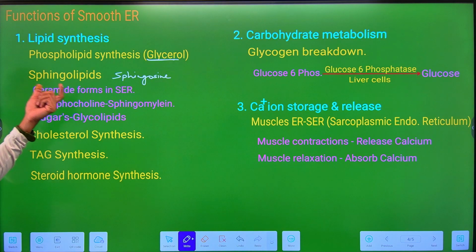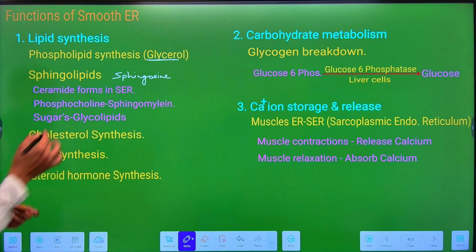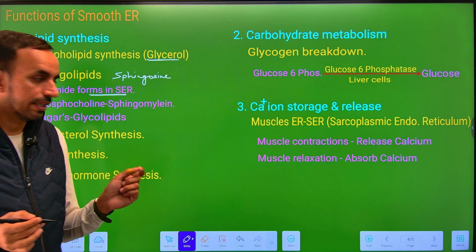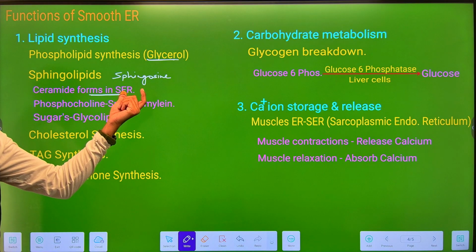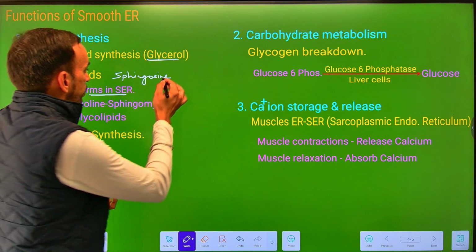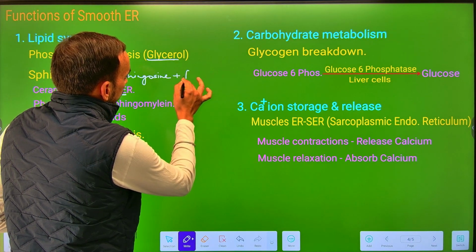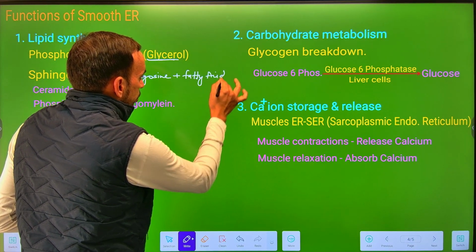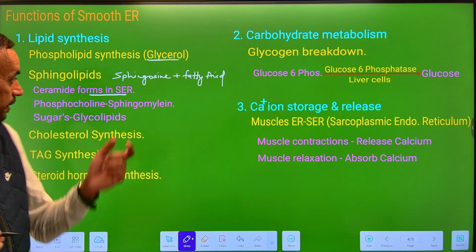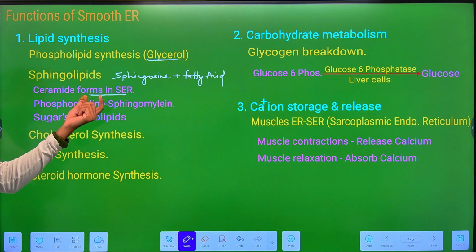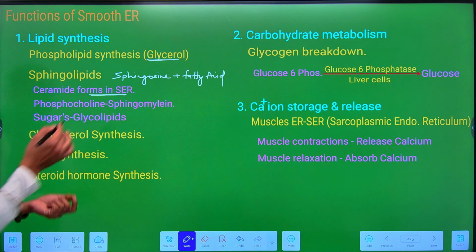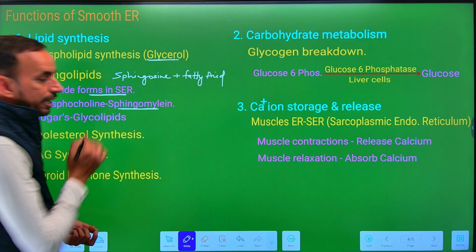In case of the sphingolipids, ceramides form within the SER. It is very much important. जो सिरेमाइड है, जैसा अपन ने बात की थी, सिरेमाइड क्या है? इफ देयर इज अ प्रेजेंस ऑफ ए स्फिंगोसिन and there is a presence of a fatty acid chain, then the structure is known as ceramide. This ceramide structure again forms within the SER, but the formation of sphingomyelin कब बनेगा?